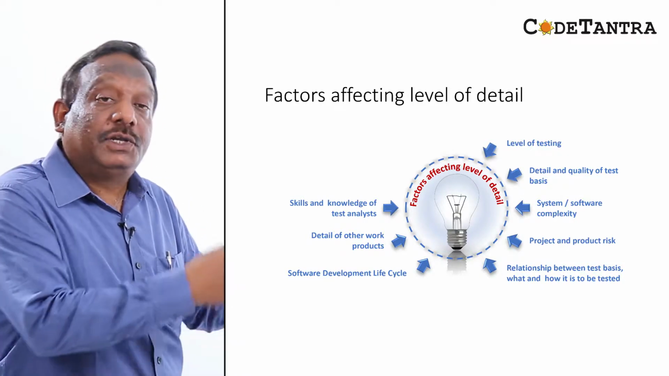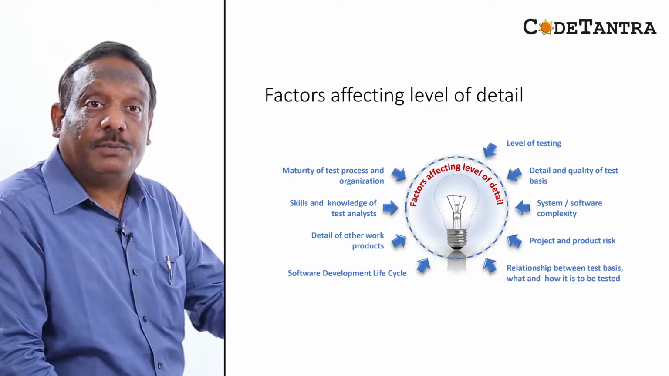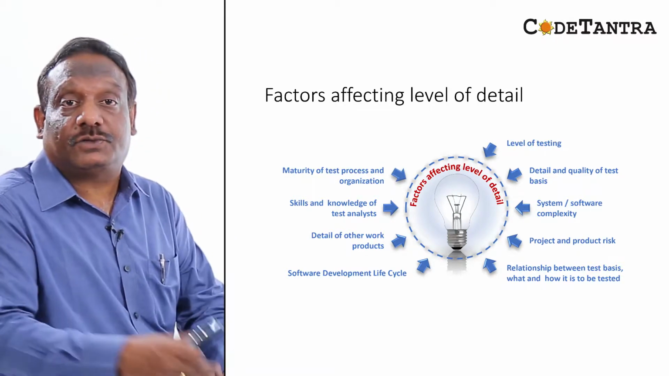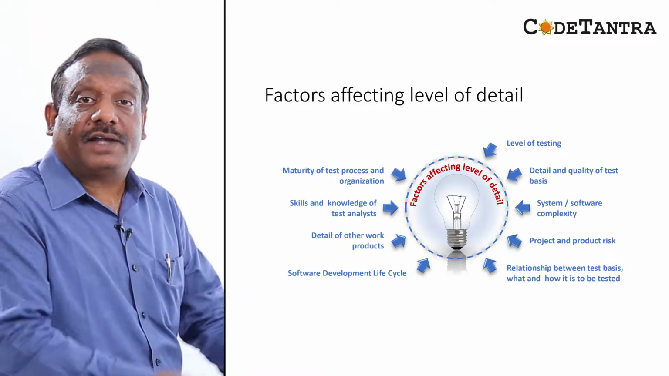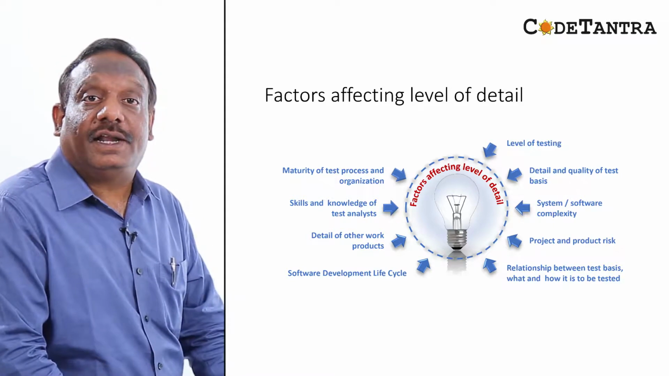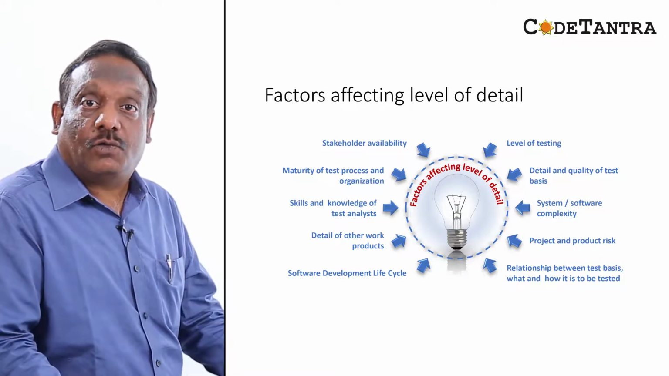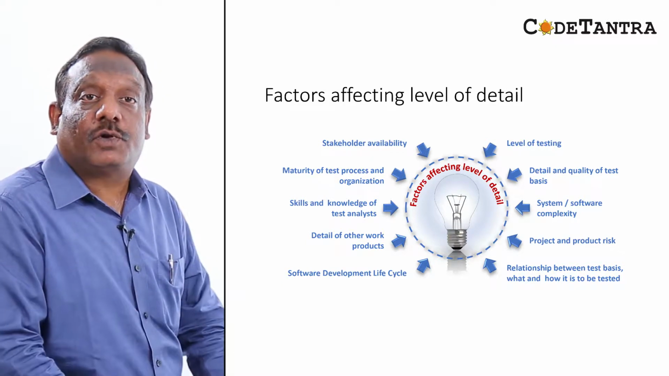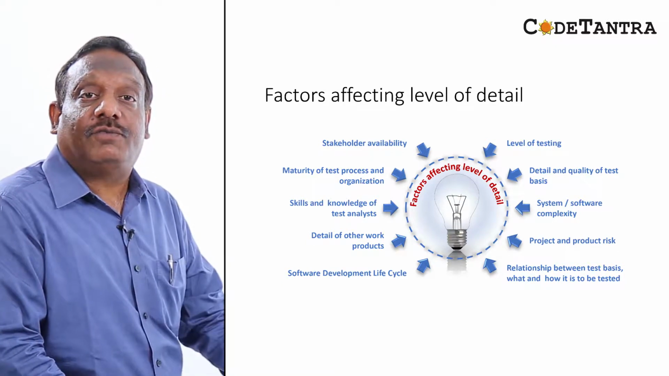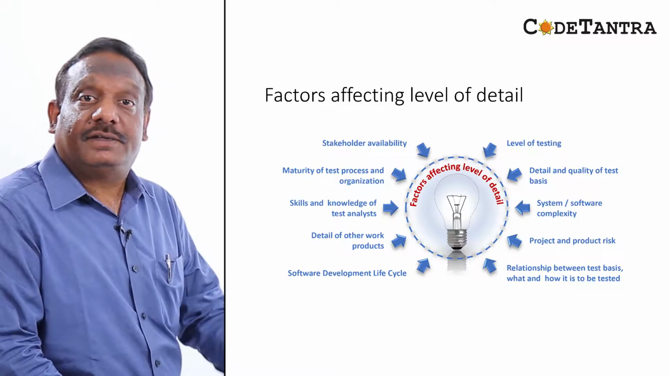And then the maturity of your test process and also the maturity of your organization is one of the factors that can affect your level of detail. And then the 10th one is the stakeholder availability. If stakeholders are participating in this process, you will have one level of detail and otherwise a different level of detail.